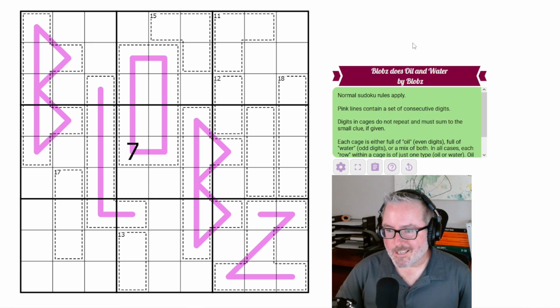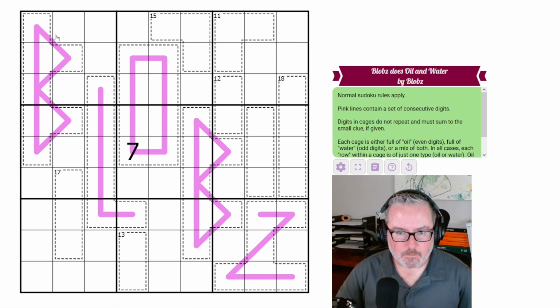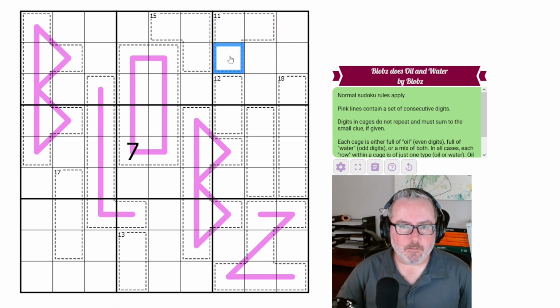Then we've got digits in cages do not repeat and must sum to the small clue if given. So we can find any of these, like this 11 clue here. These three digits just add up to 11, and they cannot repeat.